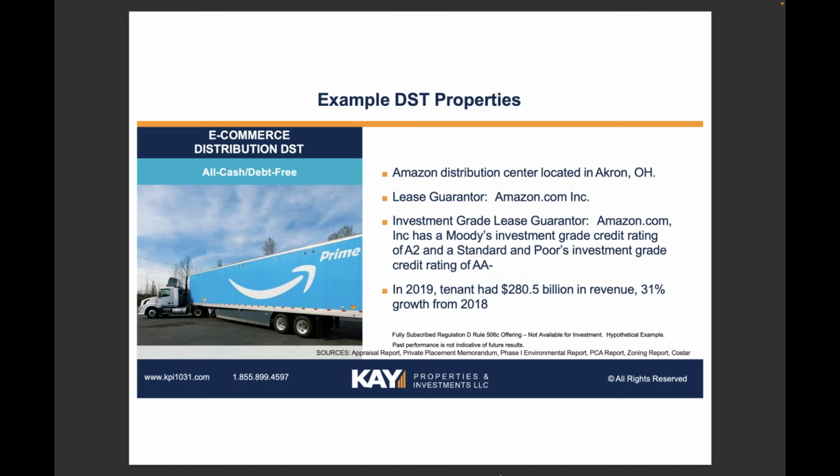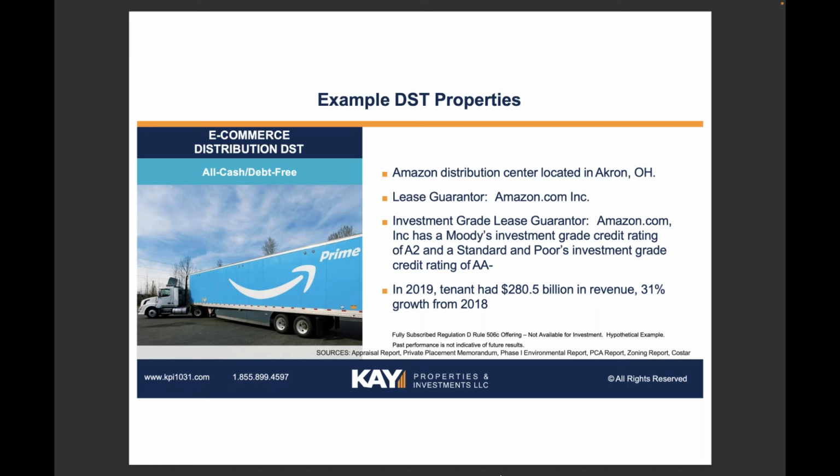The next one was another debt-free property. It's an Amazon e-commerce distribution DST, available for 1031. Also, with these DSTs, a lot of investors, or most investors, utilize them for 1031 exchanges, but we also have clients that are building positions and want to be diversified outside of the stock market, or put capital to work with their direct cash investments.